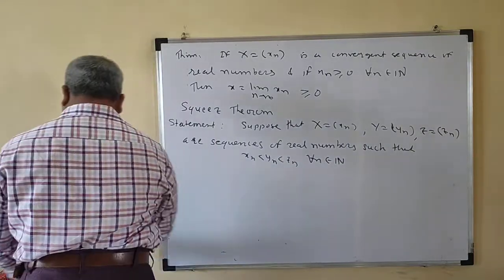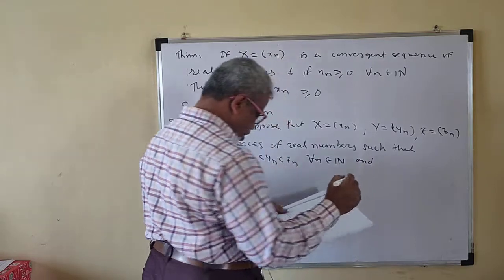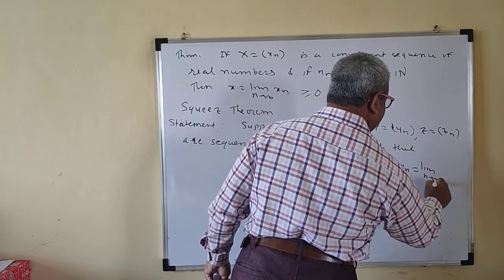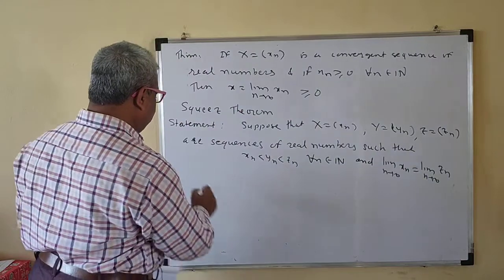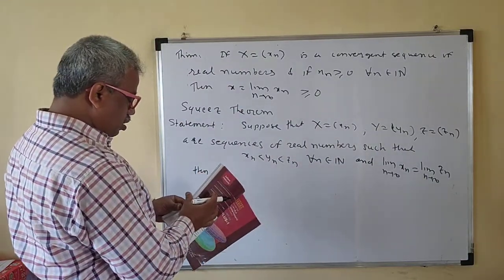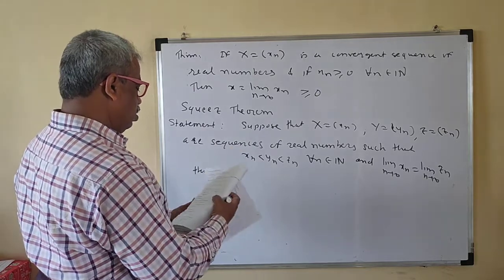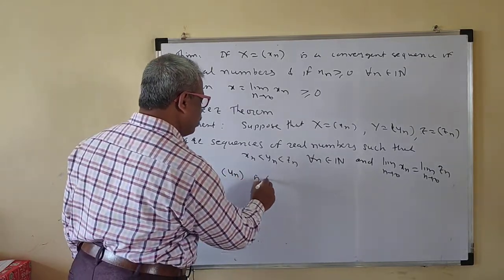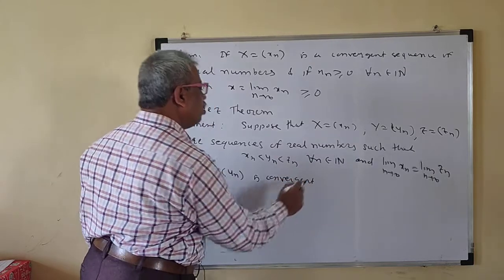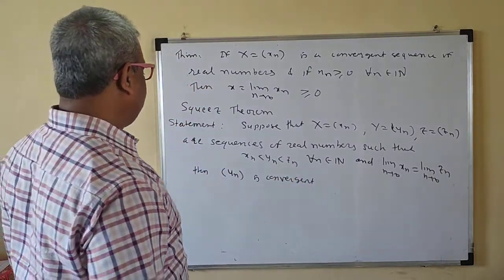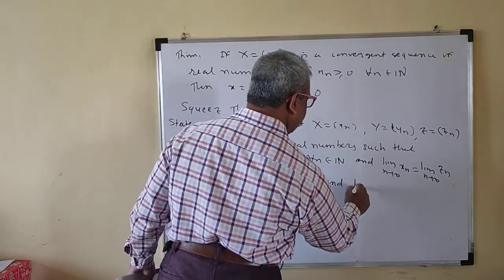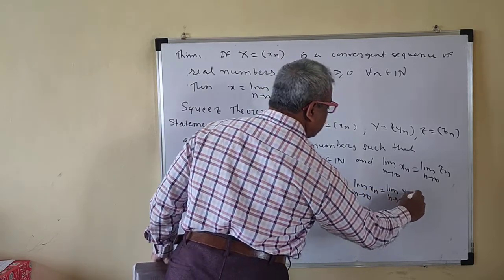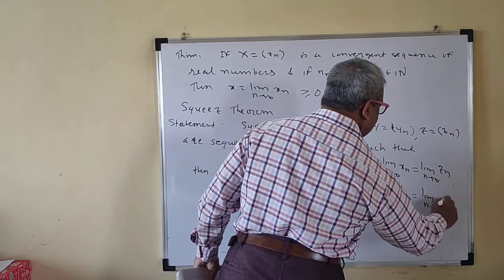And if the limit as n tends to infinity of xn is equal to the limit as n tends to infinity of zn, then the sequence yn is convergent, and the limit as n tends to infinity of xn is equal to the limit of yn, which is equal to the limit of zn.